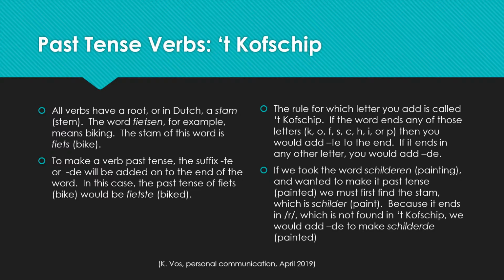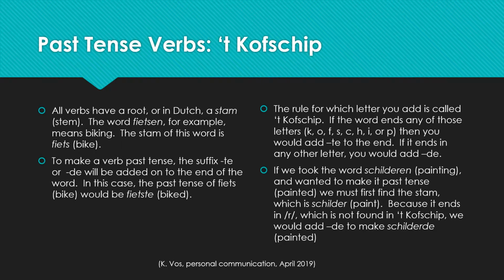So how do you know whether to add te or de? Well, for that they have a rule called de Kofskip. If the word ends with any of those consonants, K, F, S, C, H, or P, then you would add te to the end to make it past tense. If it ends with any other letter that's not found in de Kofskip, then you would add de.